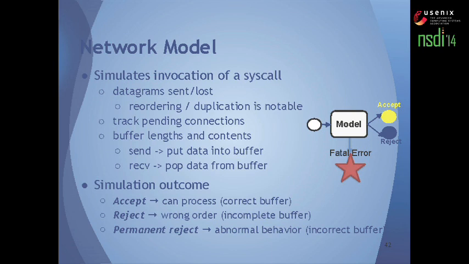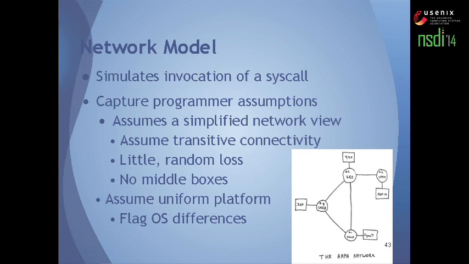And as we saw before, it can have different outcomes like accept, reject, and permanent reject, depending on what's occurred. So it captures a lot of very simplified programmer assumptions in terms of we assume that there's transitive connectivity, which I think we all know isn't really true on the internet. We assume that there's very little random loss and that there's no middle boxes that make any transformations that are visible to the applications that show up in the application traces. And we also assume that different operating systems process the same socket calls the same way, which I'm sure, as most of you have written socket code at one point or another, you've probably discovered this is in no way the case.